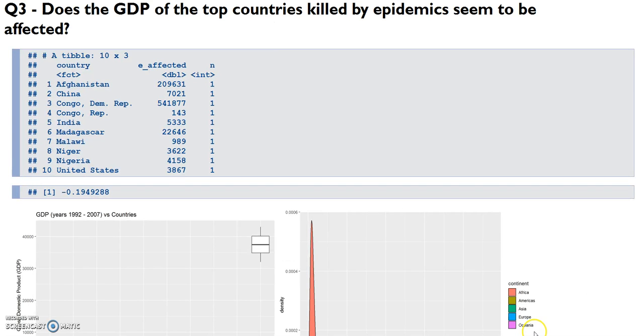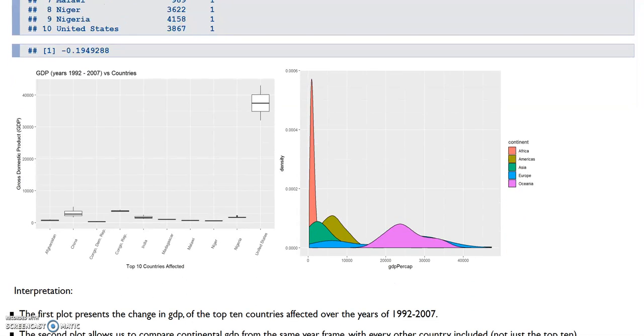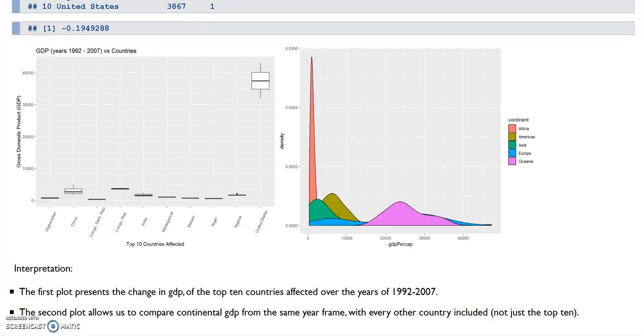All right, our third research question, does the GDP of the top countries killed by epidemics seem to be affected? And so for GDP years, 1992 to 2007, to kind of get a range for our plot here, gross domestic product as a function of top 10 countries affected for the graph on the left. The graph on the right is a density plot that actually included all the countries from the data set, which had much more data to get the density plot.